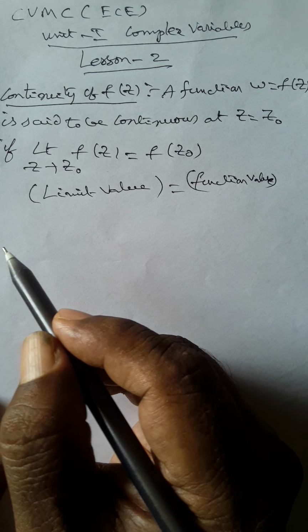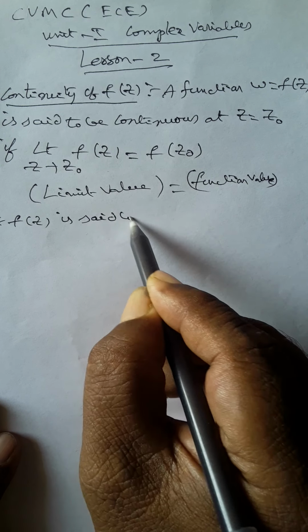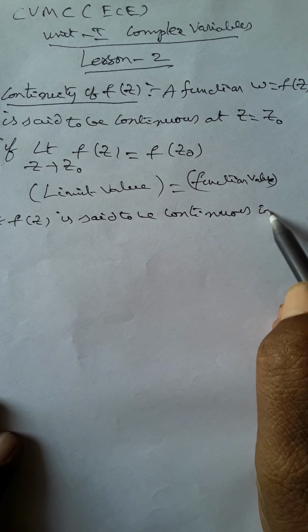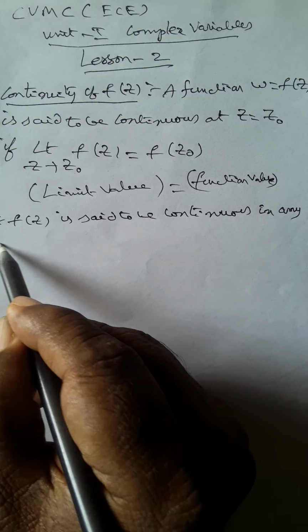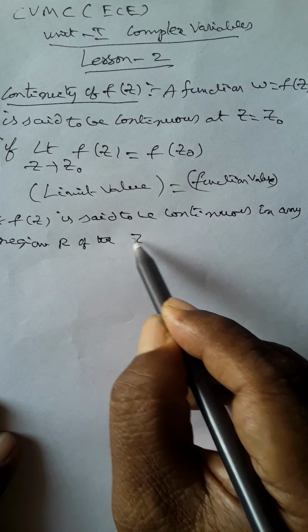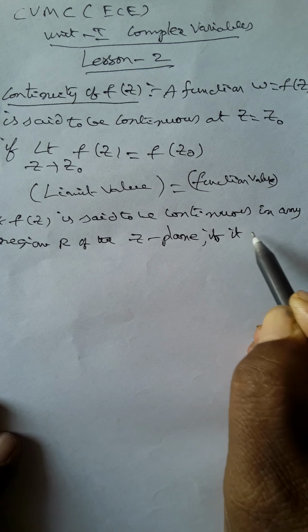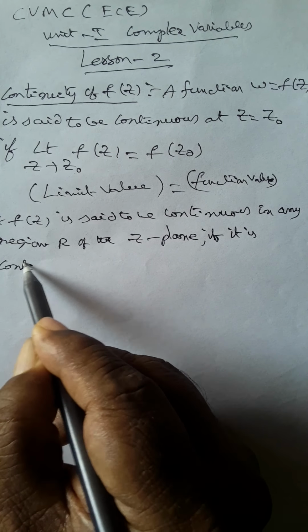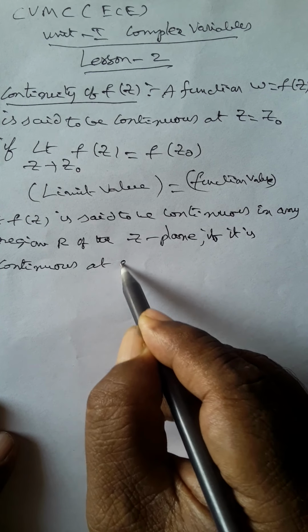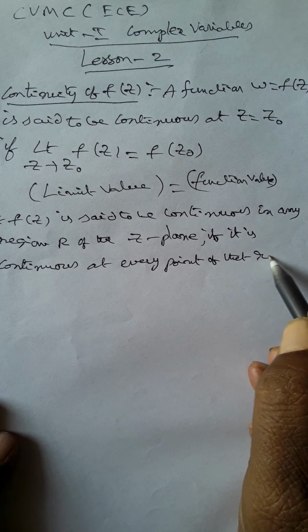F of z is said to be continuous in any region of the z plane if it is continuous at every point of that region.